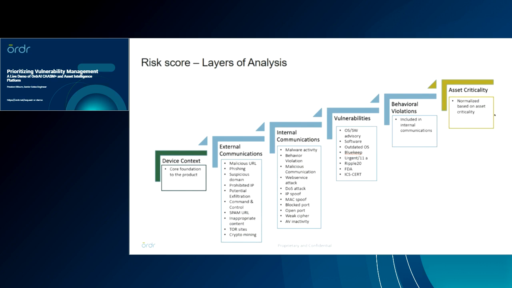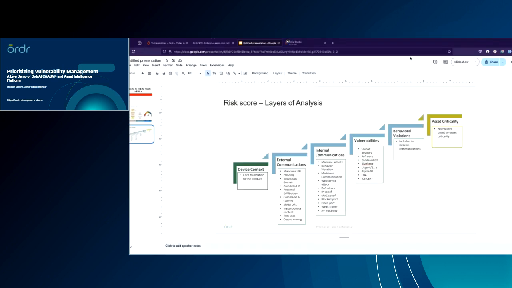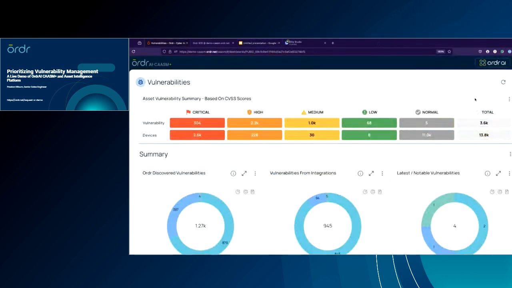Many devices base off of IPs and how things talk on the network. Whereas we're actually going to understand what this device is. It's an IoT device, but sure enough, it's running Windows CE underneath it, and it's deprecated, and it also has all these vulnerabilities, right? And then we're going to look at all the things up through the stack. So all the communications, any known vulnerabilities, any behavioral violations, and then finally that criticality piece that I told you about. So let's go back into our Ordr CAASM tool and see what that looks like.